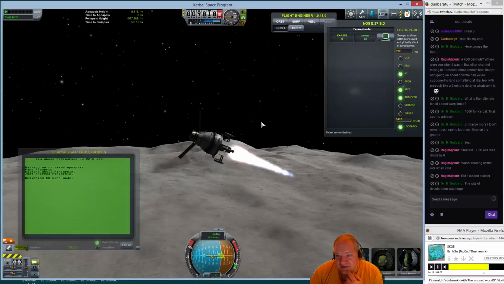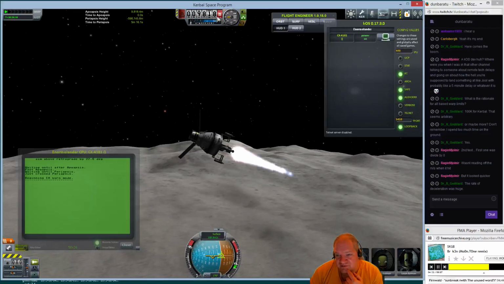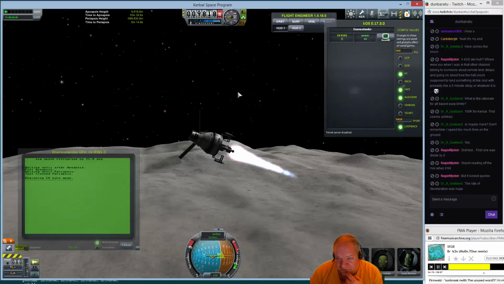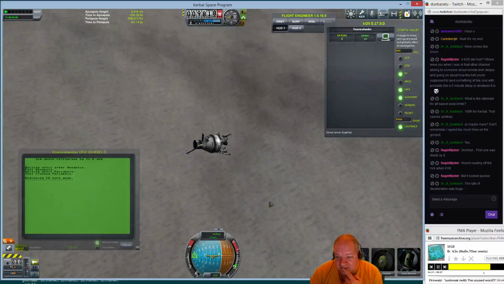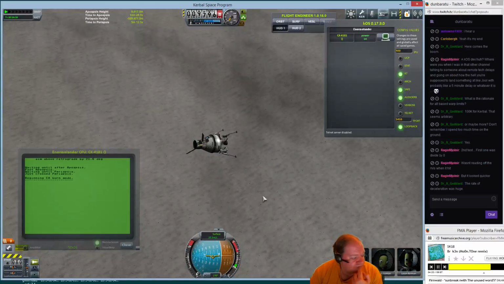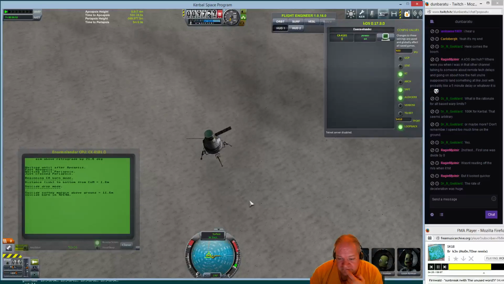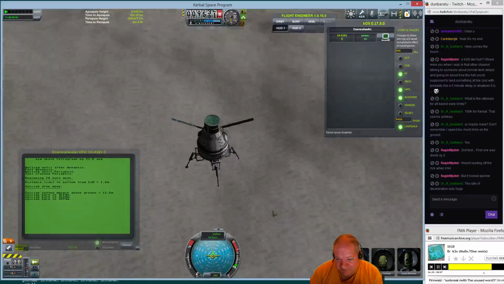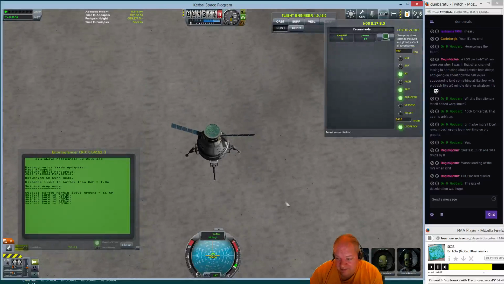Seems to be doing it okay. Probably have to tune the PID controller a little more, but it does look like it's doing it smoothly with the new math, which I like. Now it has a slightly higher safety margin for its suicide burn. Let's see how it goes.